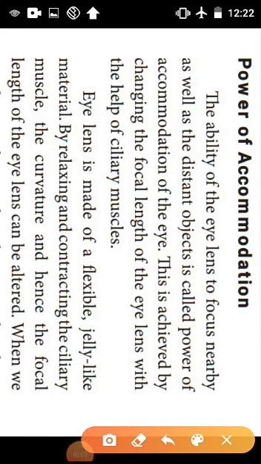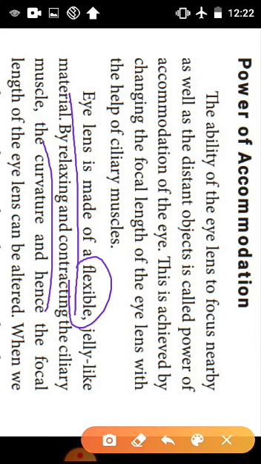And see the second paragraph. The eye lens is made of flexible material like jelly. What is flexible? It is very thin and soft material. So eye lens is made of flexible material. And the second line: by relaxing and contracting the ciliary muscles, the curvature and hence the focal length of eye lens can be altered. What is meant by altered? Altered means changes.